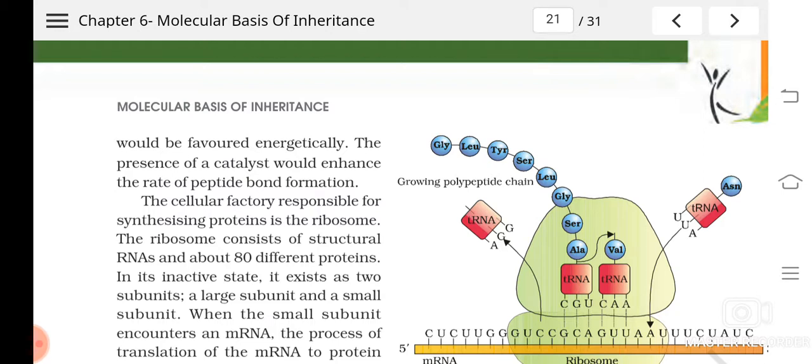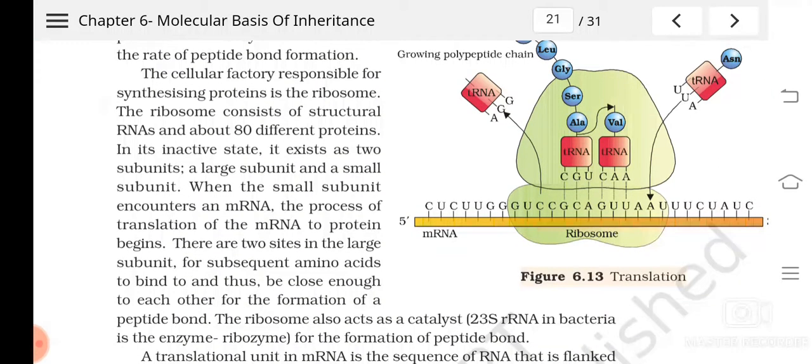Understood? Now what will happen? The first tRNA gets released and leaves the ribosome, and the second one, with the growing polypeptide chain, gets translocated to the next site, and a new one comes to the acceptor site. Again, a bond forms between the newly arrived amino acid and the old one. Understood? Then this process continues, and this results in the elongation of the polypeptide chain.